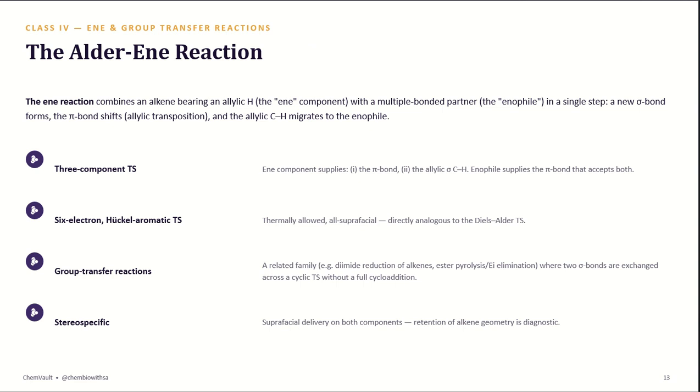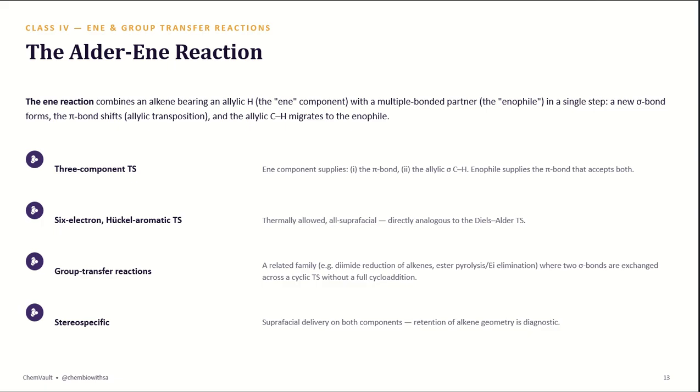The ene reaction. Our fourth and final class is the ene reaction, sometimes called the Alder-ene reaction. It has an alkene that has an allylic hydrogen. This is called the ene component, and it reacts with a multiply bonded partner called the enophile, all in a single step. Three things happen simultaneously: a new sigma bond forms between the ene and the enophile, the pi bond in the ene component shifts over by one position. This is called allylic transposition, and the allylic C-H migrates across to the enophile.